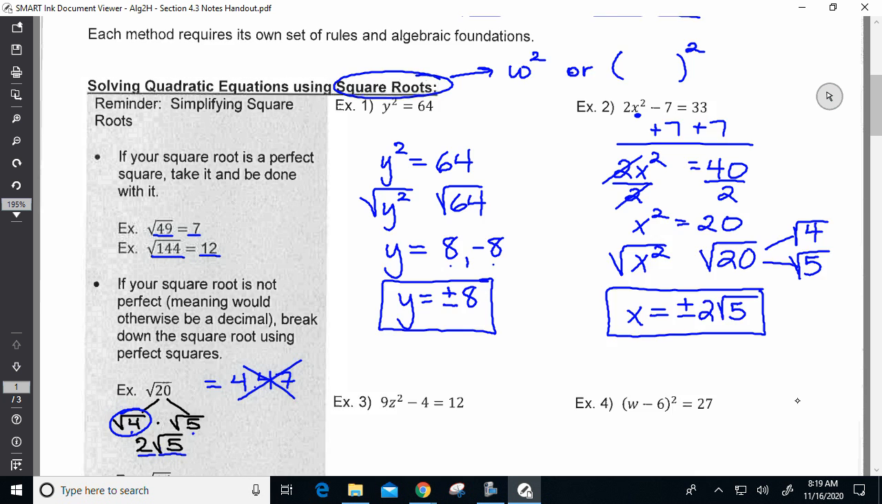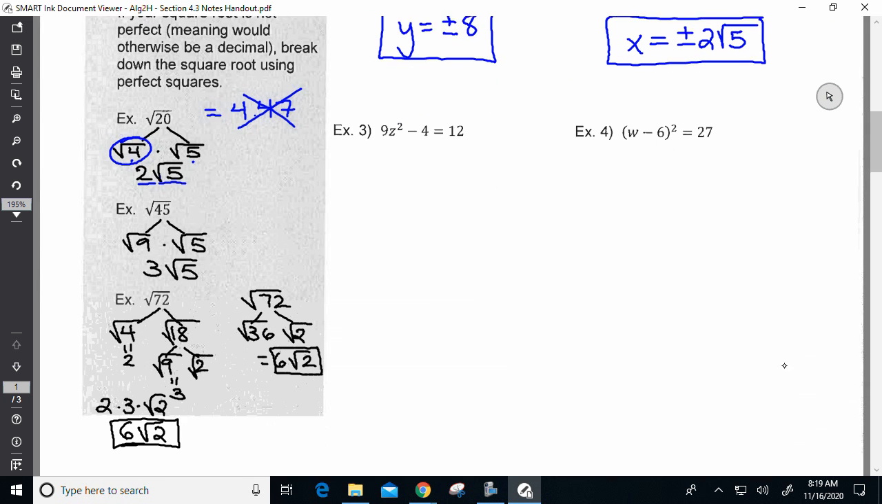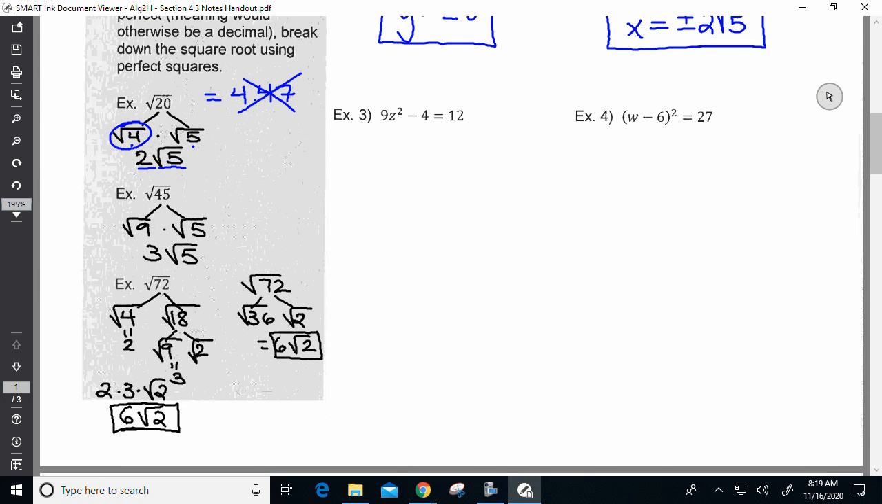Okay, example 3. Problems that are in gray are simply reminders of how you break down square roots, in case you needed it. Example 3.